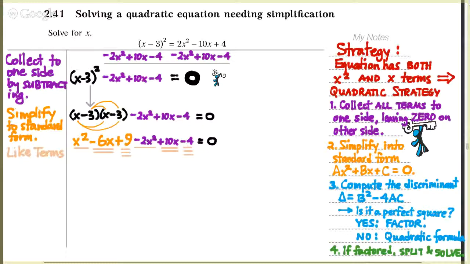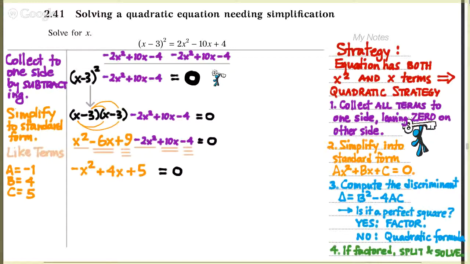When I do that, I'll get x squared minus 2x squared, which is negative 1 as a coefficient, x squared. I'll have minus 6x plus 10x, which is going to give me plus 4x. And I'll have plus 9 minus 4, which will give me a plus 5. The right-hand side of my equation is still 0. And now I have my quadratic in its standard form, ax squared plus bx plus c equals 0. Here a, the coefficient of my quadratic term, is negative 1, b, the coefficient of my single power of x, is 4, and c, my constant term, is 5. So now I know what a, b, and c are, and I have my quadratic in its standard form.